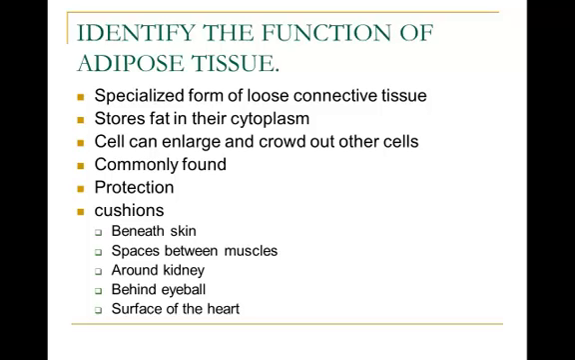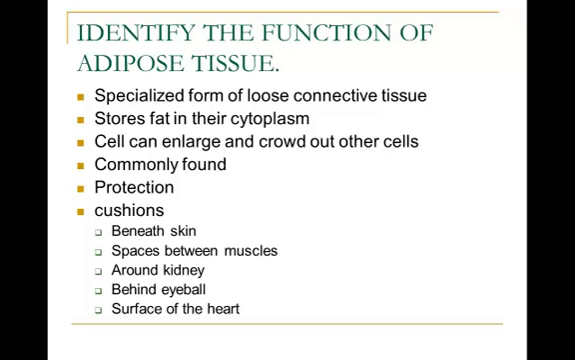Adipose tissue is a type of loose connective tissue, and what it does is it stores fat in the cytoplasm of these cells. We know that in everybody's body, we store fat differently. Men tend to store it a little bit more around their abdomen and thighs, while women store it in their arms and their buttock area, and of course their breast tissue and their abdomen as well. And some of us have more storage spots than others.